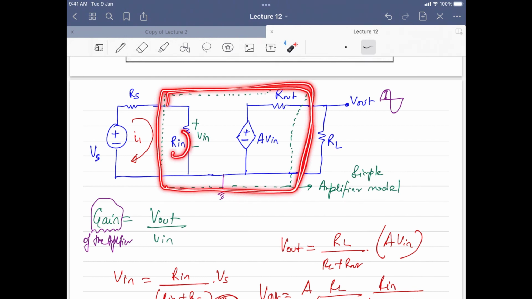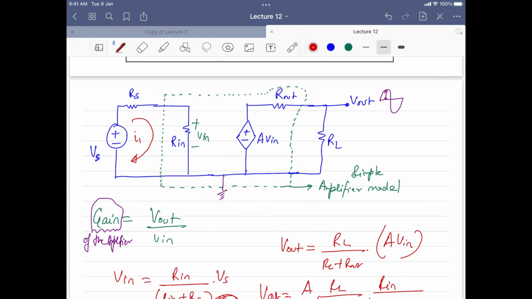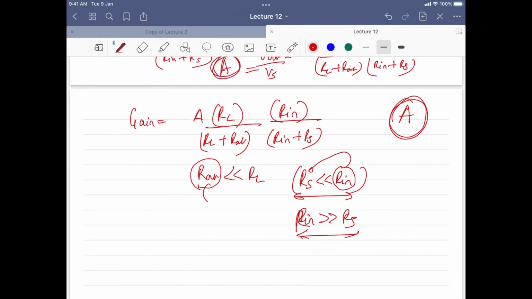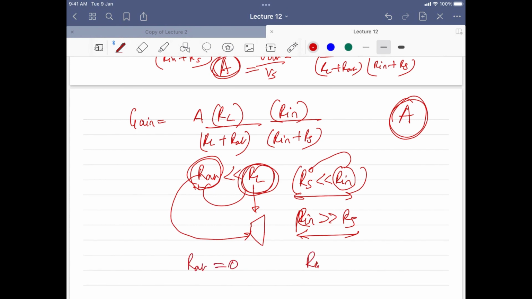So Rin, what you are saying is Rin has to be very large. And for R out, what you are saying is very, very less than RL. RL cannot be changed because it's a load resistance. It's a speaker that you are connecting. You cannot change that. So R out has to be very, very less than RL. So if you want the ideal case, your R out can be 0 and Rin can be infinite or not?